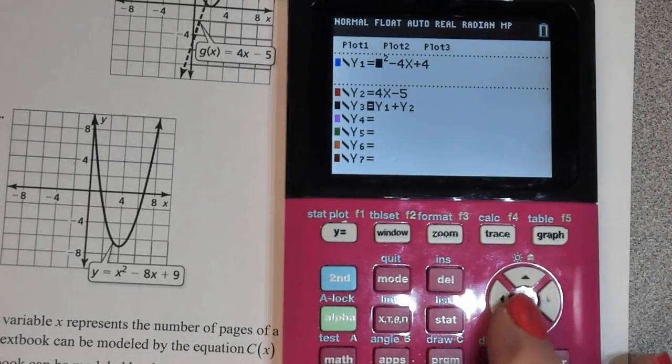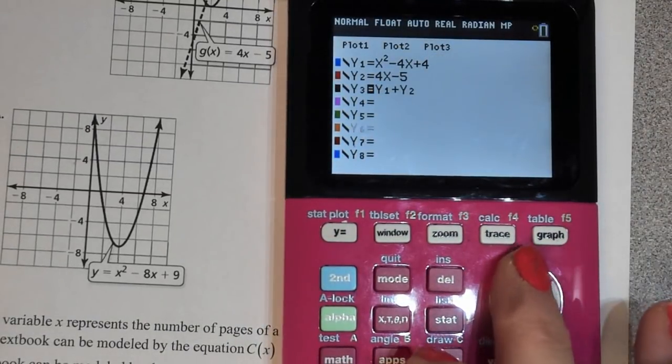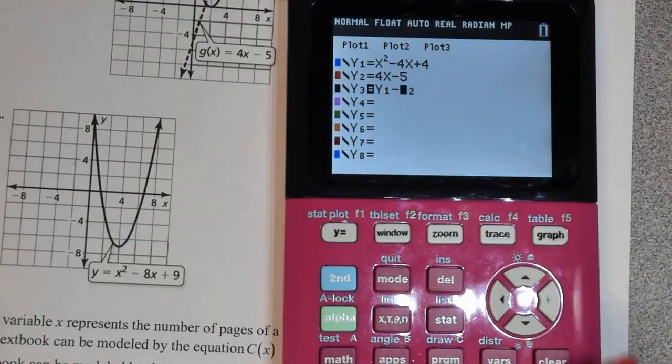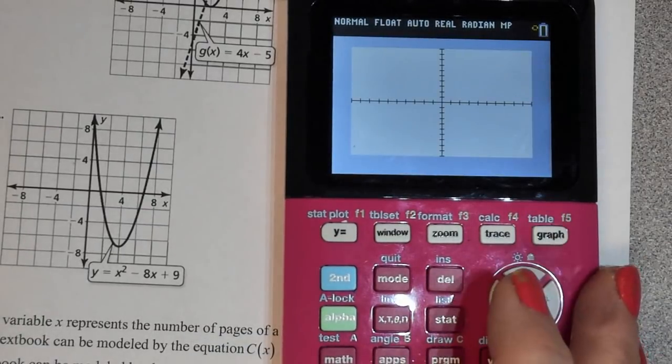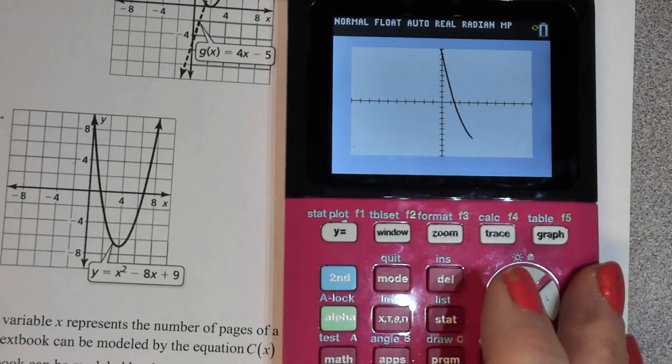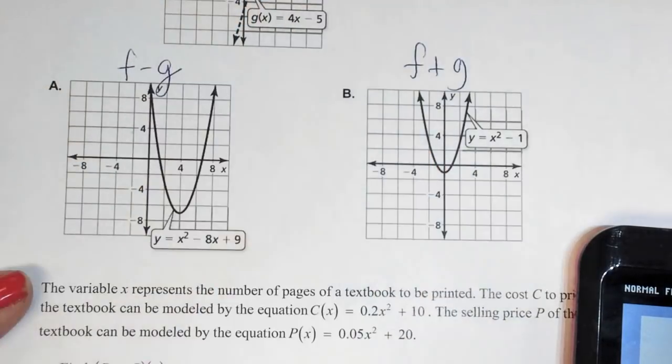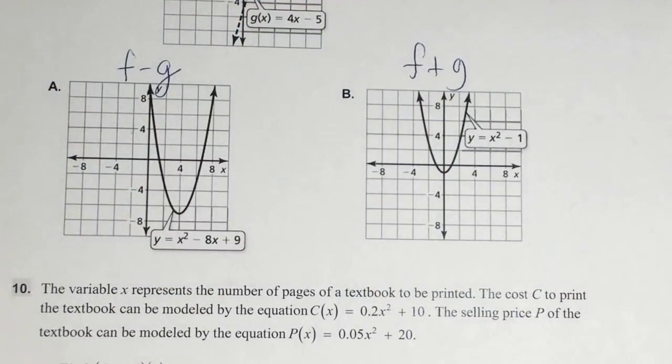Obviously, this one's going to be when we subtract them. But let's just go back to y equals and just go here to y sub 3 and change it to subtraction. And here's what it looks like when we subtract. And see how it's the same thing? Okay? So this is kind of a nice way to add and subtract functions if you want to graph the result.